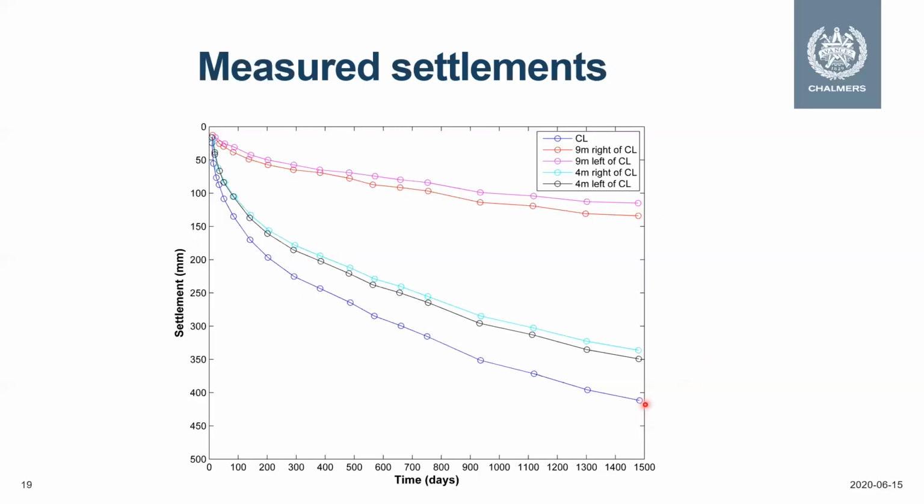These results correspond to 3 years. So in 3 years, this 3-meter high embankment had settled about 400 millimeters. So significant settlements.